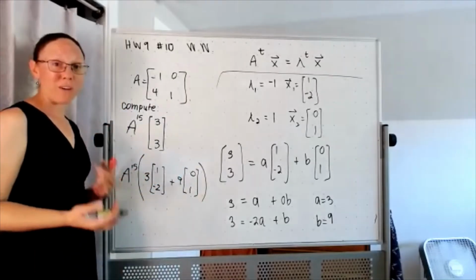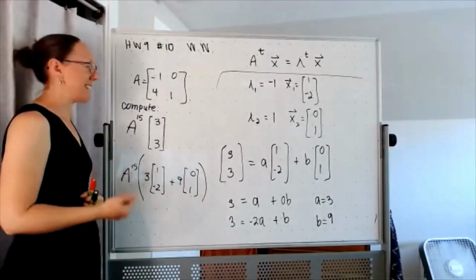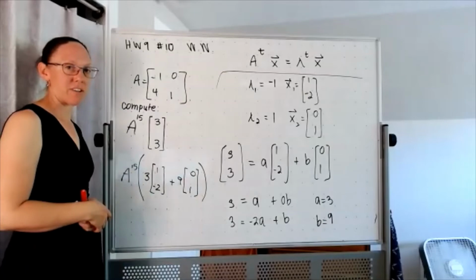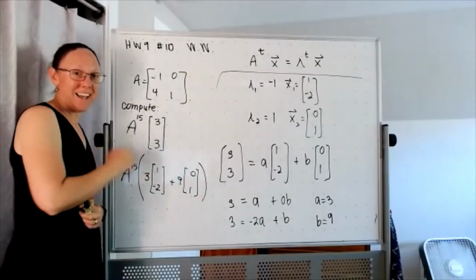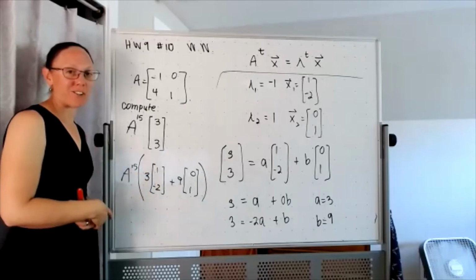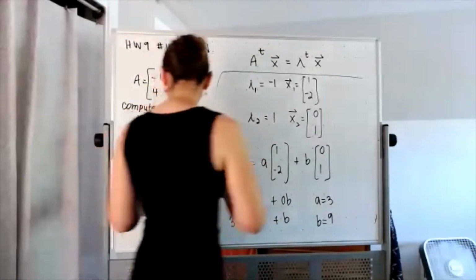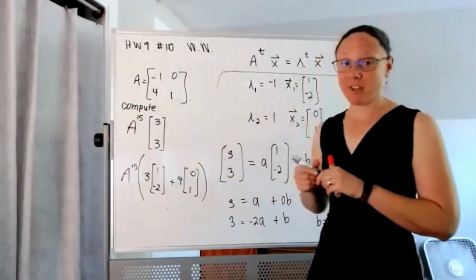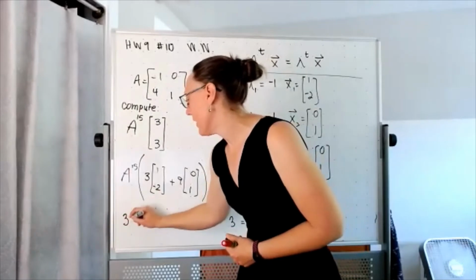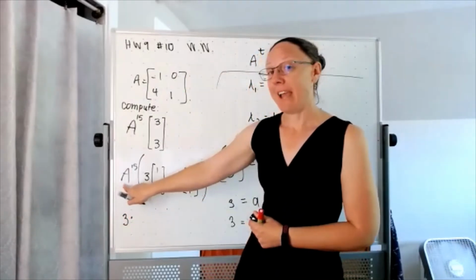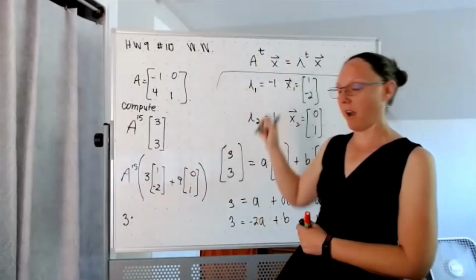And that's helpful because even though now my starting point isn't exactly one of my eigenvectors, I can write this annoying vector in terms of the eigenvectors and still get to use the shortcut. When I distribute that A to the 15th through, this first part is going to look like 3 times, now I've got A to the 15th times an eigenvector, which means we get to use this shortcut.